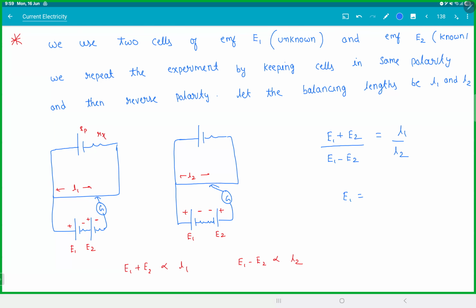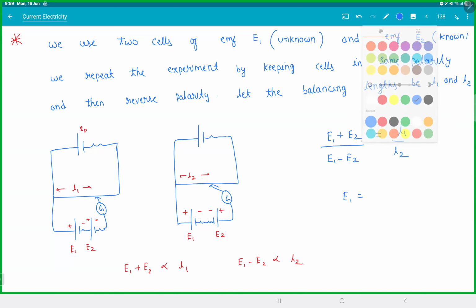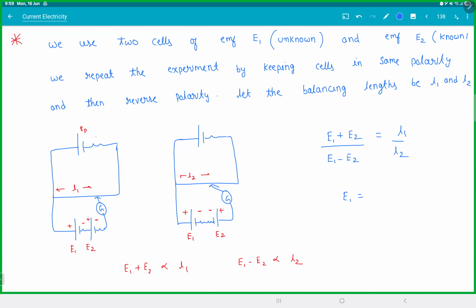The advantage of this method, I don't care about the EMF of the primary battery. I don't care about RP. I don't care about R naught. I need not know anything. Is this making sense? All I need is one known battery and I need to know the balancing length and I'm done.